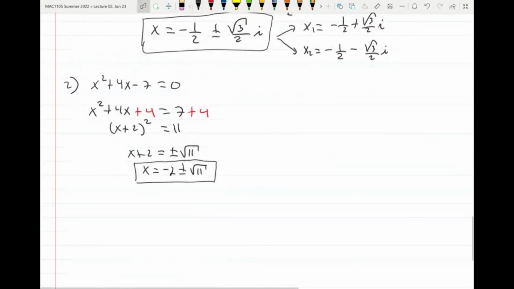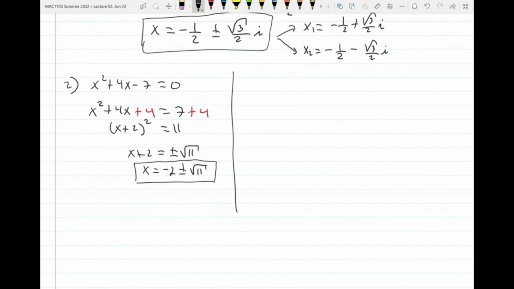Let's do the next one. Okay. Questions about number 2? No? Okay. Let's do the next one. The next one was x squared minus 5x plus 2 equals 10. Okay.